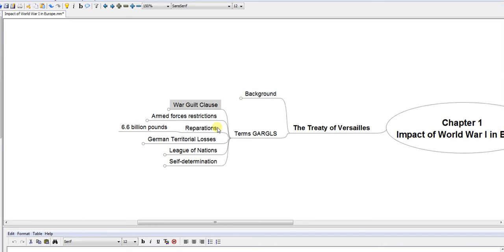So it slows down economic recovery, and we also have links over to territorial losses. So over here, German territorial losses, the G over here.